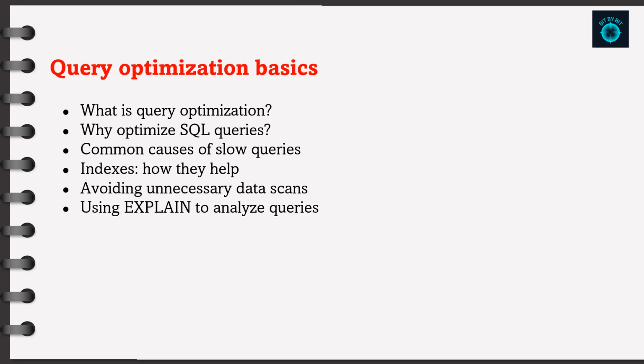Common causes of slow queries include scanning large tables, missing indexes, and inefficient joins. Indexes help the database find data quickly, just like a book's index helps you find a topic without reading every page. To avoid unnecessary data scans, write queries that filter data early, using conditions in WHERE clauses. You can also use the EXPLAIN command to see how the database executes your query. This helps identify slow parts and improve them.